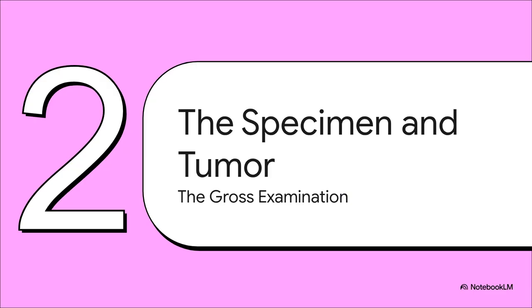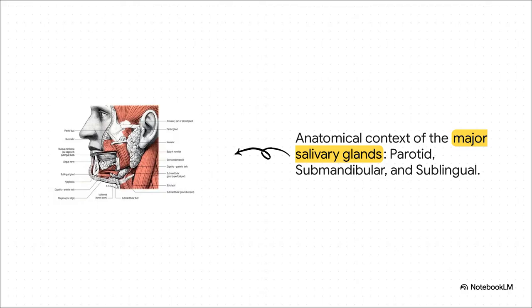Okay, let's move on. Imagine this. The specimen hits your grossing bench. This is it. This is where the story of this cancer really starts to take shape. And believe me, the details you're about to document, they are the foundation for the entire pathologic stage. But before we even think about inking and cutting, let's just do a quick anatomy refresh. We're talking about the big 3, right? The parotid gland, that big one right by the ear, the submandibular, tucked under the jaw, and the sublingual, right under the tongue.